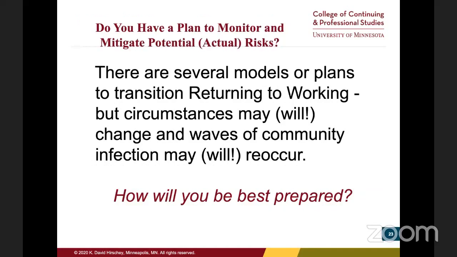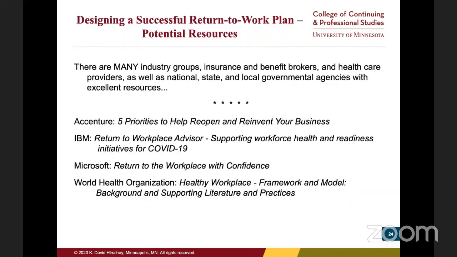Within most organizations, you belong to some industry groups, you belong to certain communities, chambers of commerce. There's going to be several models or plans on transitioning, but circumstances will change, not only may. There are going to be ways of community infection. What's going to happen? How do you best prepare?